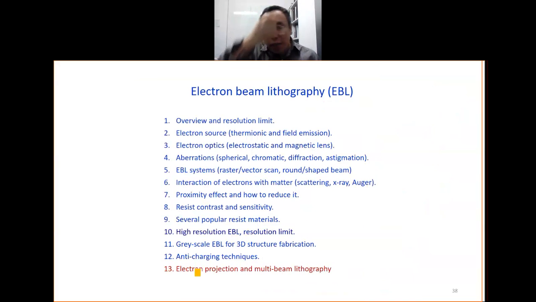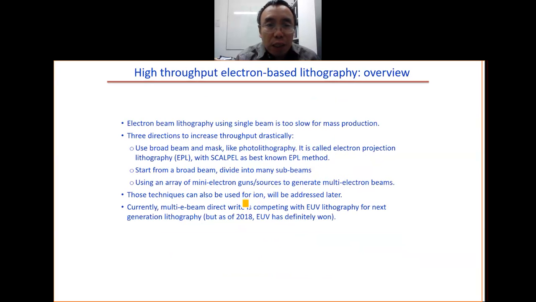The next topic is electron projection lithography and multi-beam lithography. As we know, in the 1980s, electron beam lithography could already achieve very high resolution. In the 1980s and 1990s, people believed that one day electron beam lithography would replace optical lithography for IC manufacturing. But the problem is that it is very slow. With a single beam, it is very slow. It's only good for research, not for production.